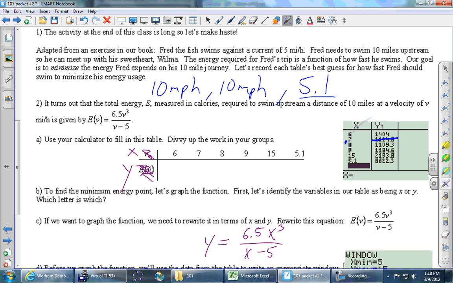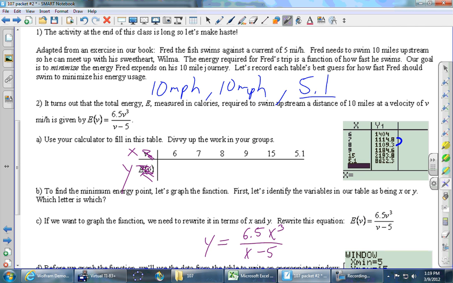In the next row, if we're going 7 miles an hour, do we burn more or less than 6? Burn a little less. Instead of 1,400 calories, we're at 1,100 calories. If you go 8 miles an hour, is that better or worse? Is that more or less calories? It's less, but not by very much, right? I mean, like 1114 to 1109. We're not talking a big change here.